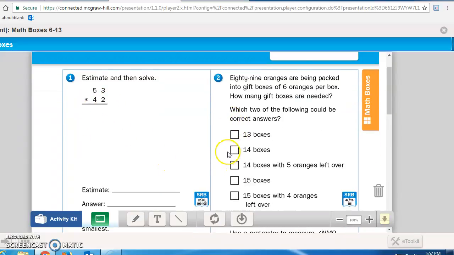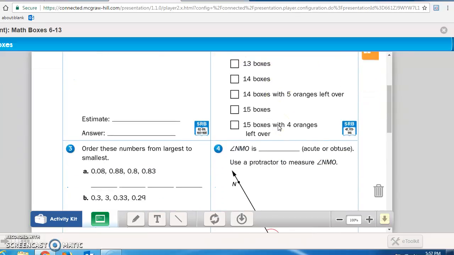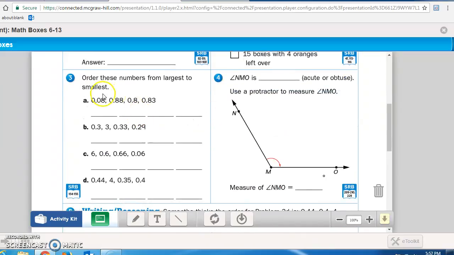Math box 2. It says 89 oranges are being packed into gift boxes of 6 oranges per box. How many gift boxes are needed? Which 2 of the following could be correct answers? Only 2. Figured that problem out. Number 3. Order these numbers from largest to smallest. So again, put them in order from largest to smallest. They're making sure that you're reading accurately.